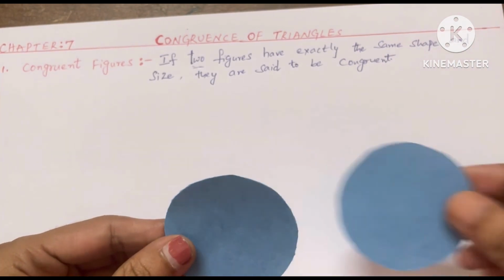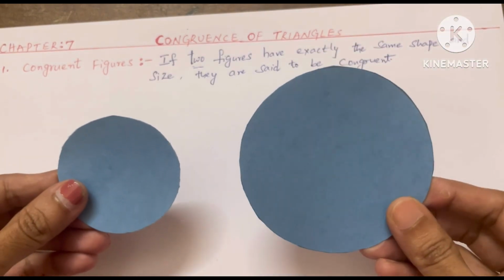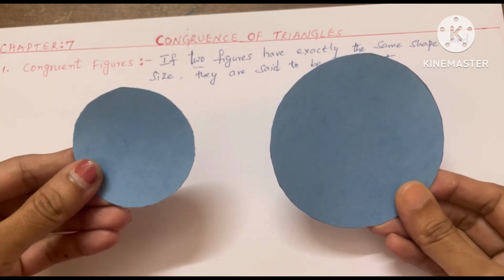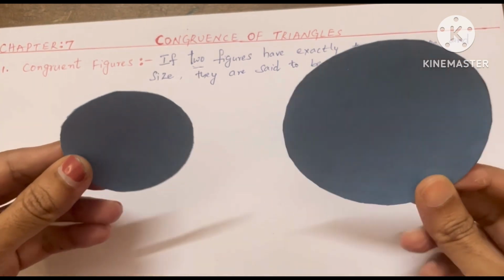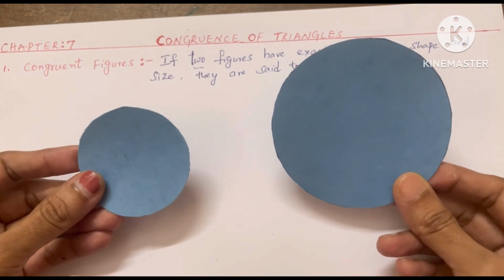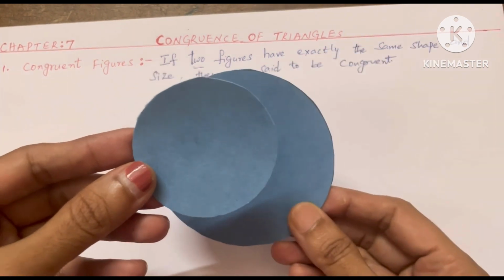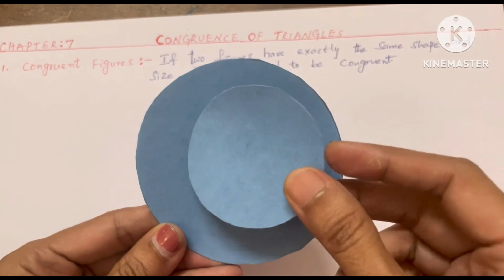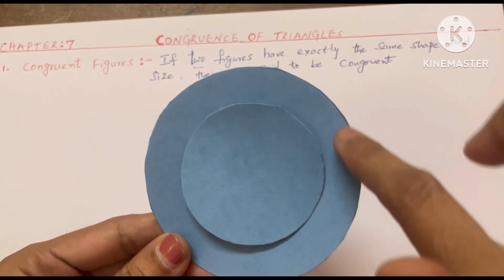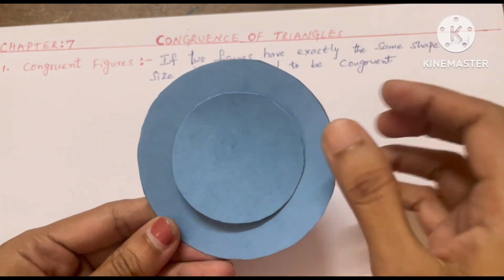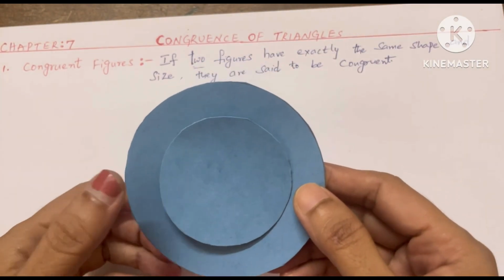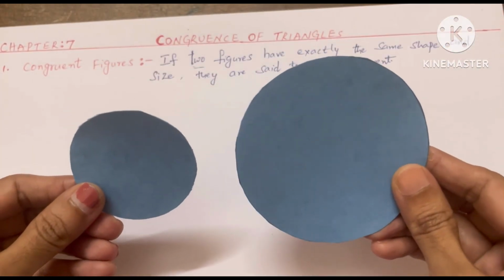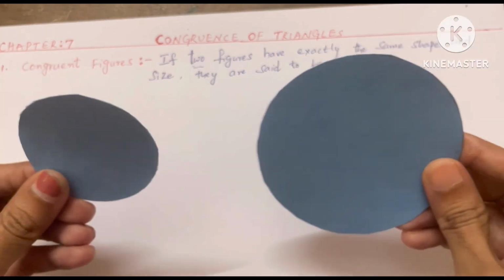Got it? What is the meaning of congruent? Suppose I am taking this circle and this circle, and my right hand circle is bigger than my left hand circle. I am not going to say that these two circles are congruent. Why? When I superimpose one upon the other, they are not exactly overlapping. We see some extra space here because these two have different radii. So we are not saying that these two figures are congruent, but these two are similar figures.